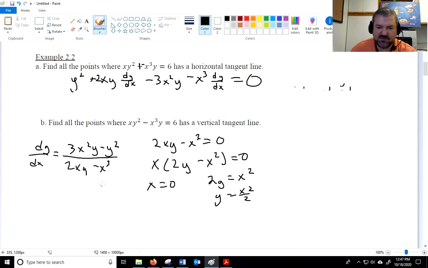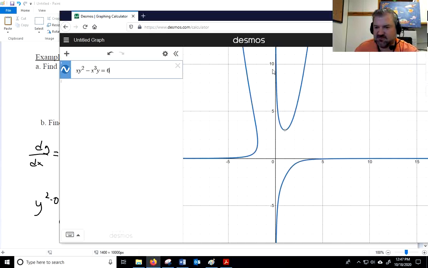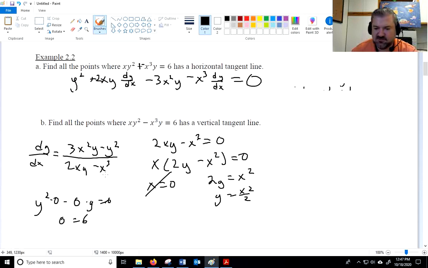Well, let's start with the x equals 0. Well, if it's at x equals 0, we have y squared times 0 minus 0 times y equals 6. That's the same problem we had before. So that's apparently not going to be a value. And you can see x equals 0 is not on this curve either. X equals 0 nor y equals 0. So let's try the other one. We're going to replace y with x squared over 2. So I have x times x squared over 2 squared minus x cubed times x squared over 2 equals 6.